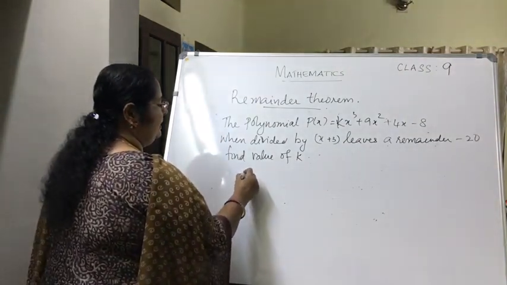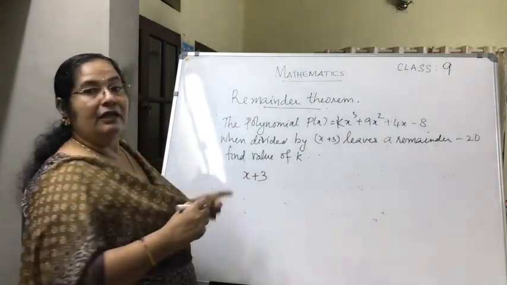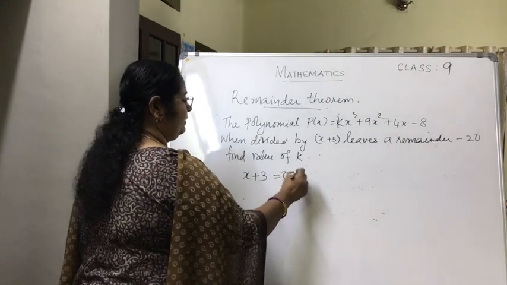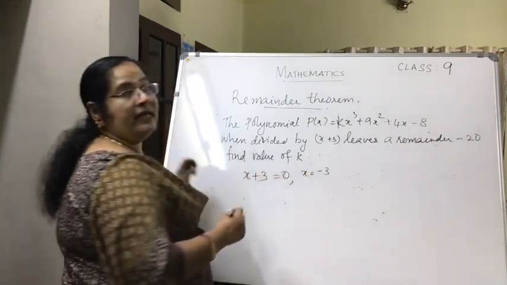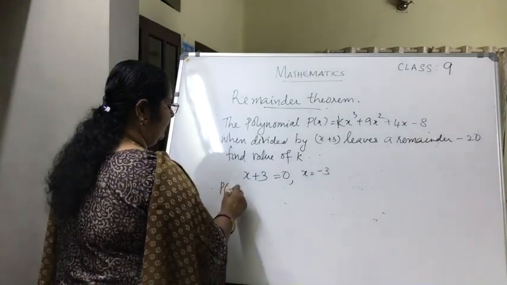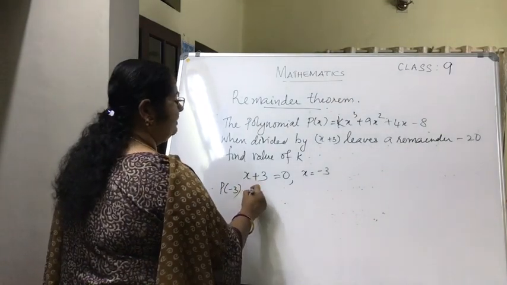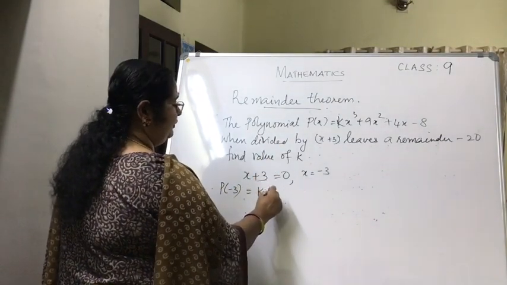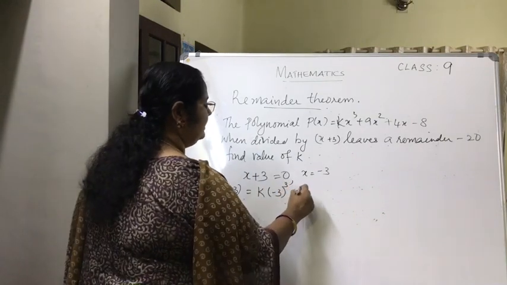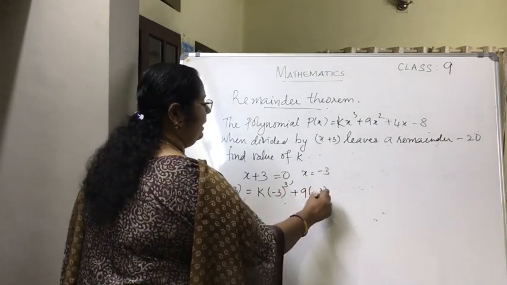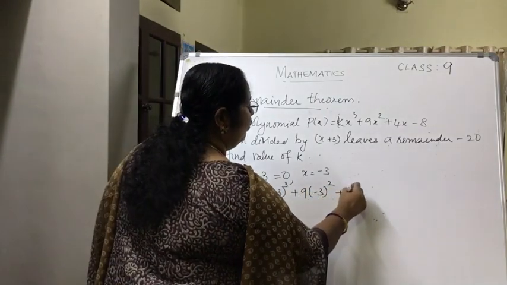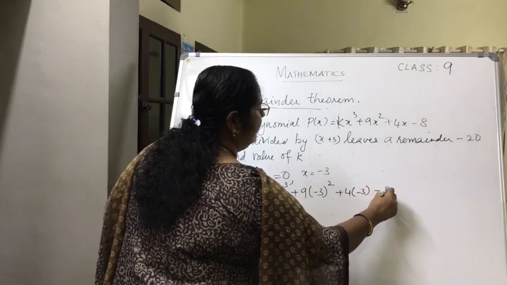So x plus 3 is a linear polynomial. You will first find the 0 of this. You will equate this to 0, so x will be equal to minus 3. Now what are you going to find? You are going to find p of minus 3. P of minus 3 will be k into minus 3 the whole cube plus 9 into minus 3 the whole square plus 4 into minus 3 minus 8.